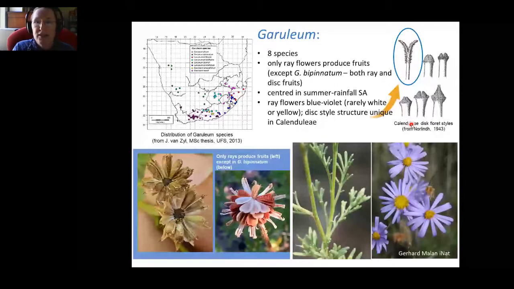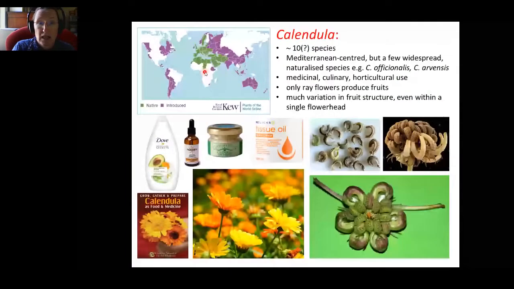The genus Calendula has about 10 species or more, depending on the taxonomy. And this is a Mediterranean-centered genus. Its native distribution is in the Northern Hemisphere around the Mediterranean, but there's a few widespread naturalized species. And Calendula species have medicinal, culinary, and horticultural uses as illustrated here. There's Calendula extract or oil in a lot of creams and ointments and other products.